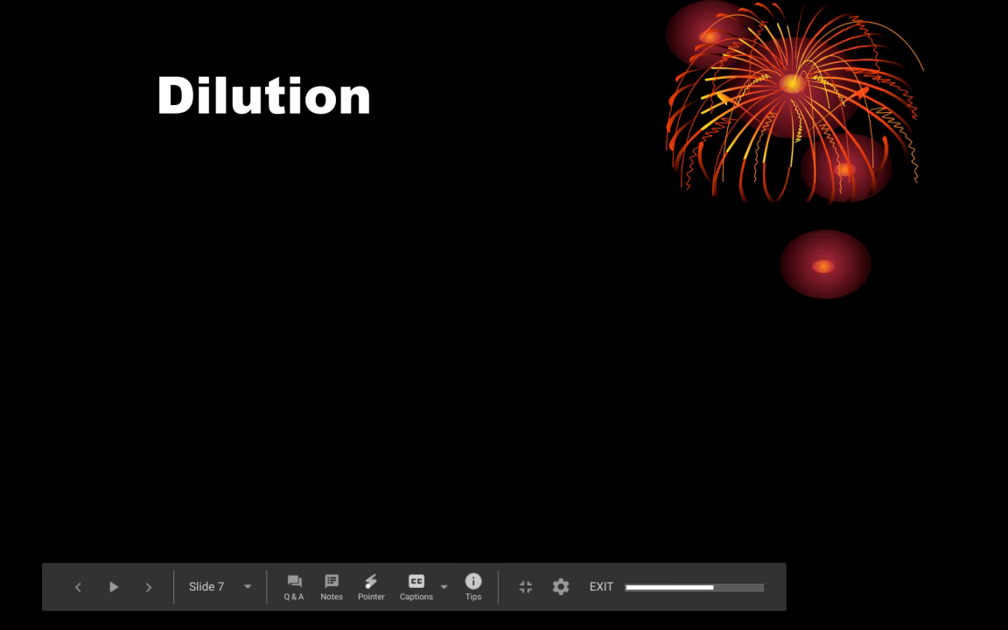It's nothing that I think is too terribly complicated. We're going to wrap up molarity, and then we're going to delve into acids and bases. Just a brief introduction to them. So first of all, we've got dilution.